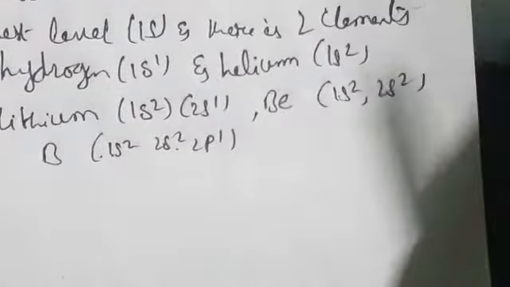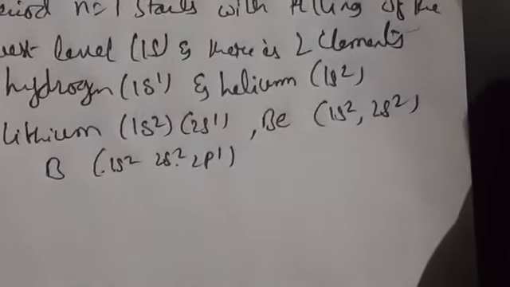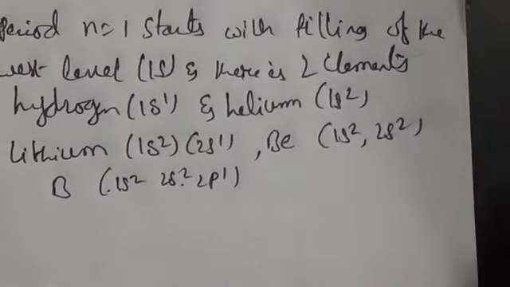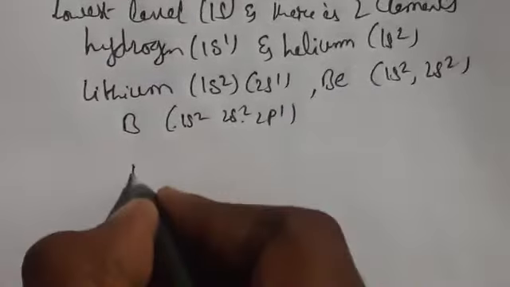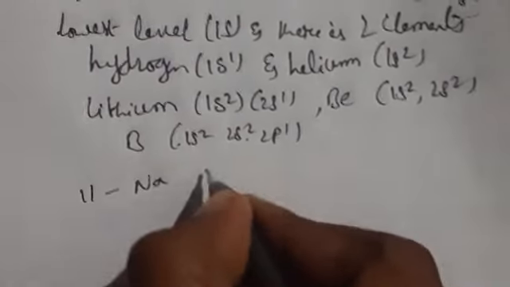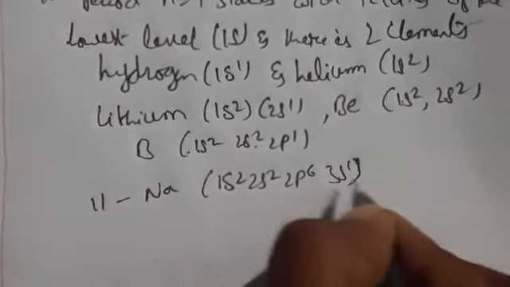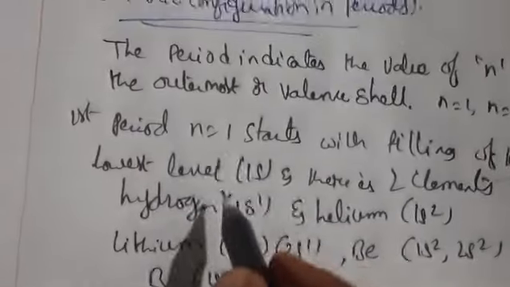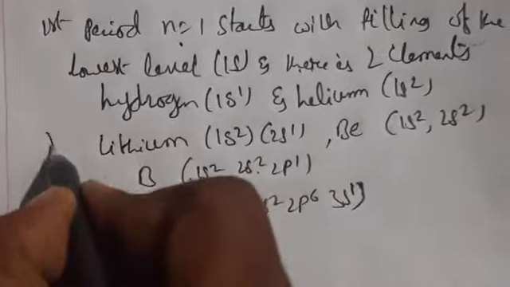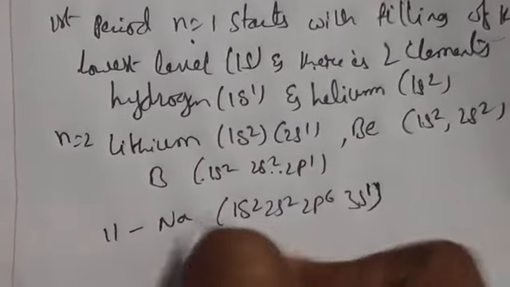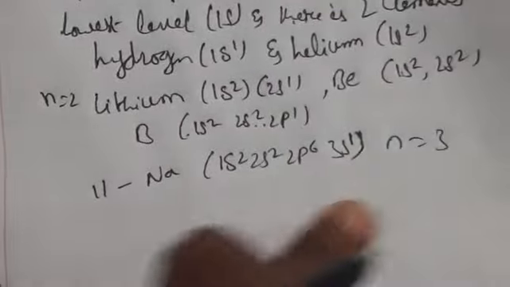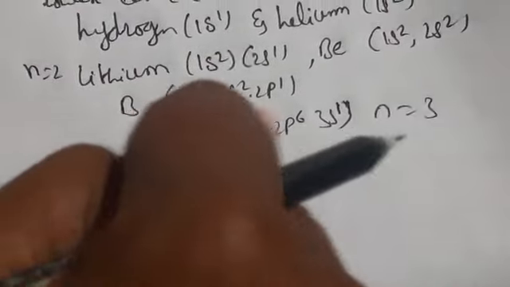Next, the third period, n equals 3, begins at sodium, and the added electron enters a 3s orbital. Sodium has atomic number 11, so its configuration is 1s2, 2s2, 2p6, 3s1. According to the principal quantum number, if n equals 1 it starts like this, if n equals 2 like this, and if n equals 3 it goes 1s2 2s2 2p6 and then enters 3s1.